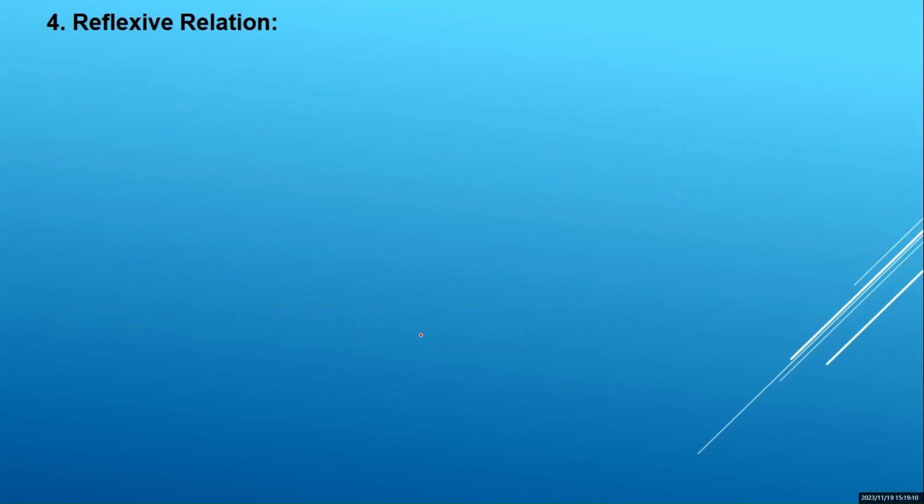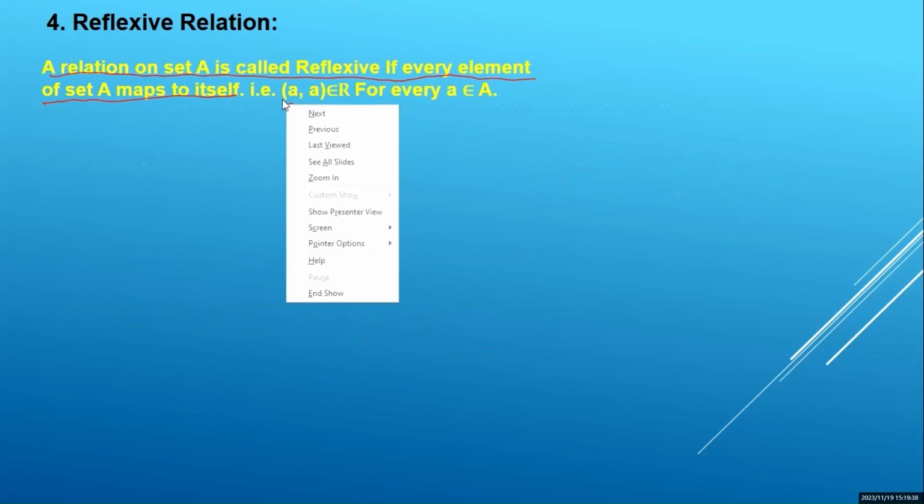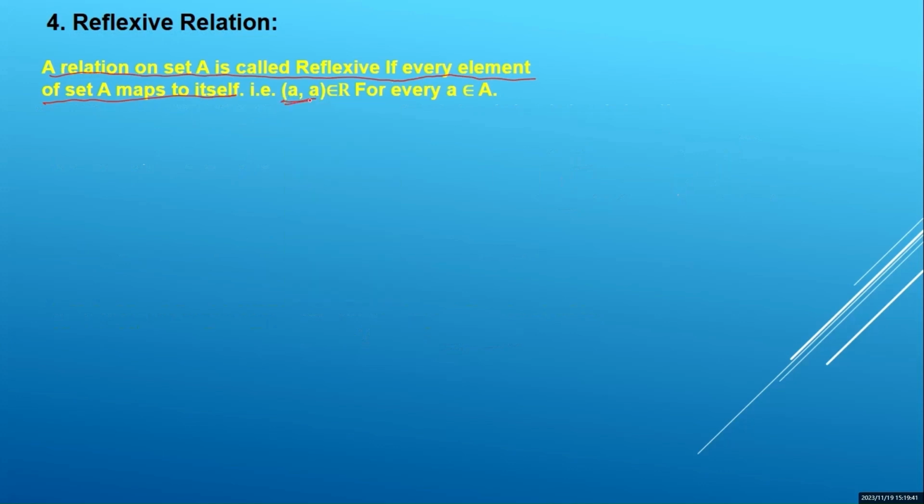Next is reflexive relation. A relation on set A is called a reflexive relation if every element of set A maps to itself. That means (a, a) belongs to R for every a belonging to capital A.